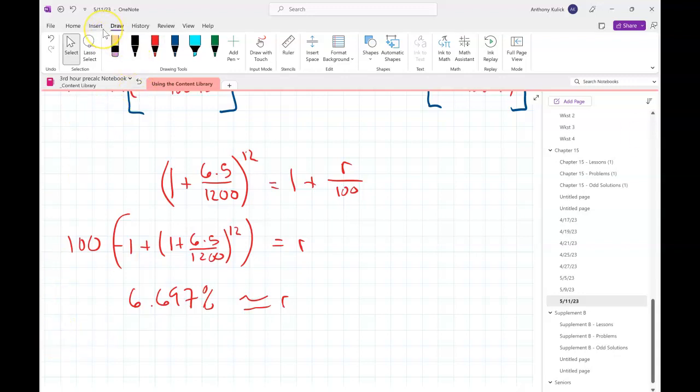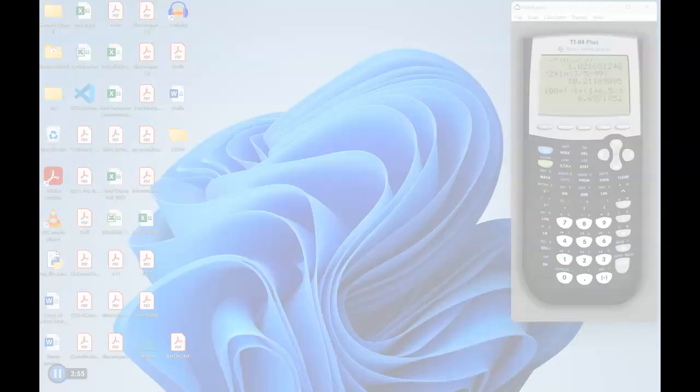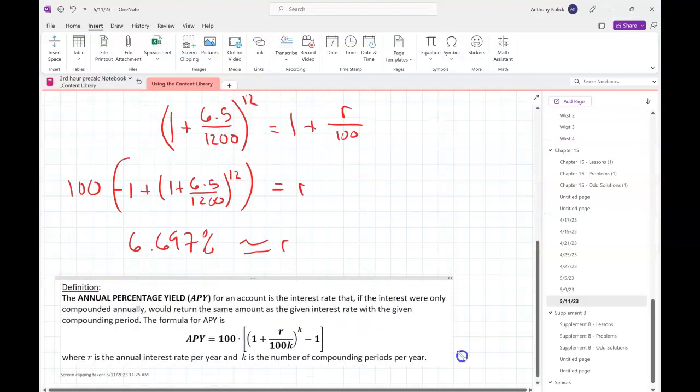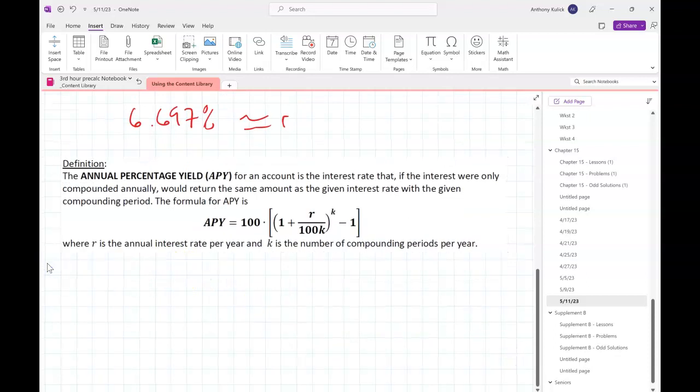And now this idea of, okay, what is the equivalent annually compounding interest rate, is a concept that gets a name. We call this the annual percent yield, which I think is the same thing as an APR. If you hear those in advertisements for like car commercials and stuff, probably.